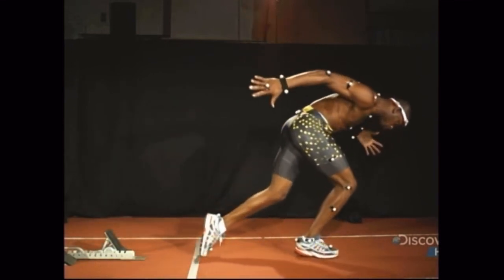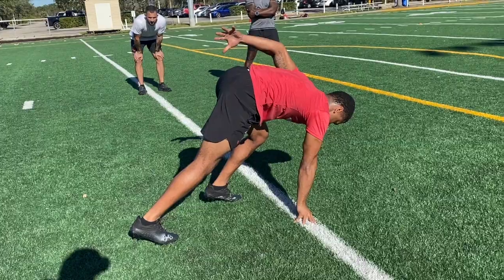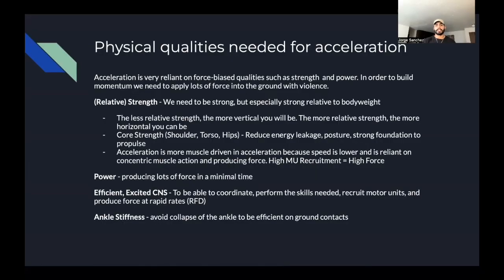Now, the more relative strength that you have, the more horizontally oriented that you can be in acceleration, and the easier it is to move your body weight horizontally. But if you lack relative strength, you won't be able to drive horizontally as much because you'll have to be vertical to support your body weight. Now, on this topic of strength, core strength or proximal stiffness at the shoulder, torso, and hips is important as well because it sets the foundation to exert force on and maintain good posture.